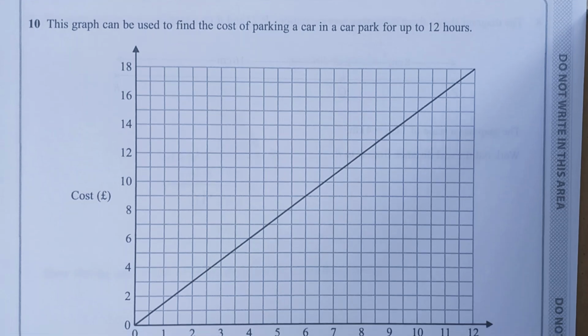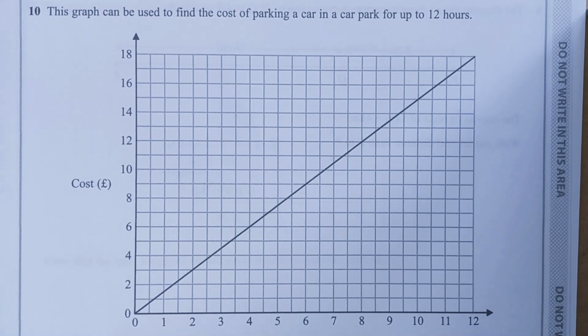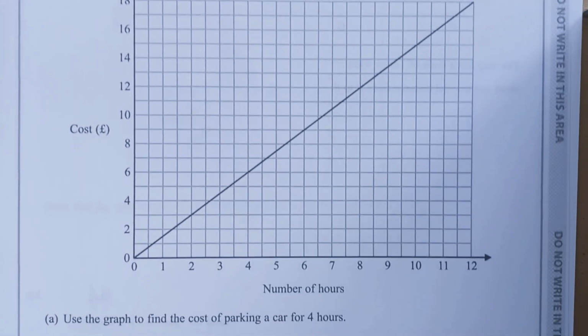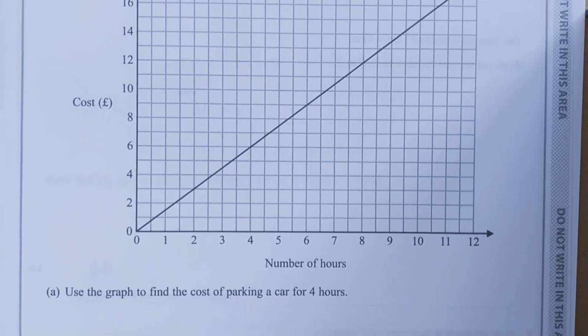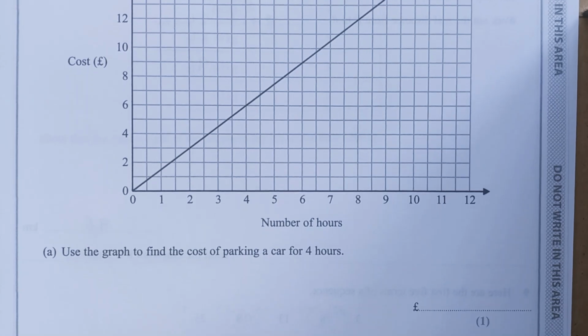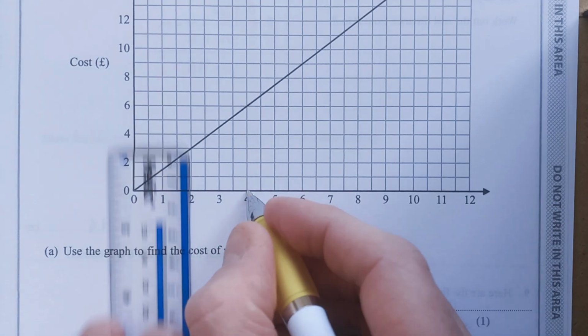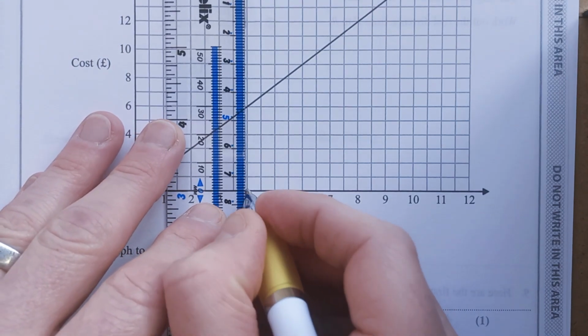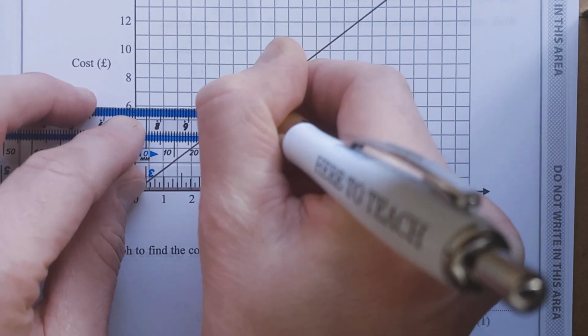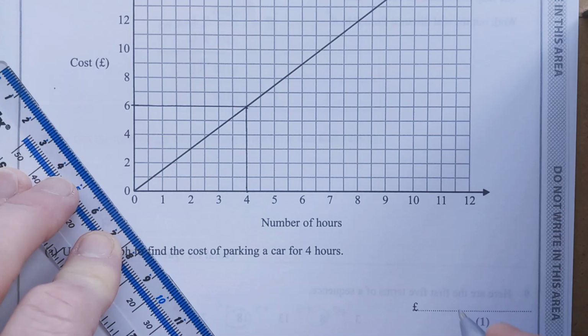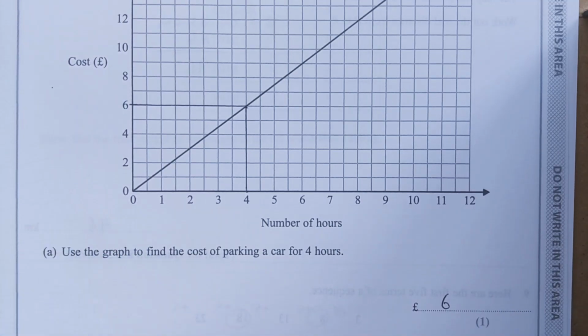Question 10. This graph can be used to find the cost of parking a car in a car park for up to 12 hours. Use the graph to find the cost of parking a car for 4 hours. Okay, and let's move this up so we see that's for 1 mark. So 4 hours, find a number of hours, find a ruler, draw a line straight up, and then across. So that's going to be £6.